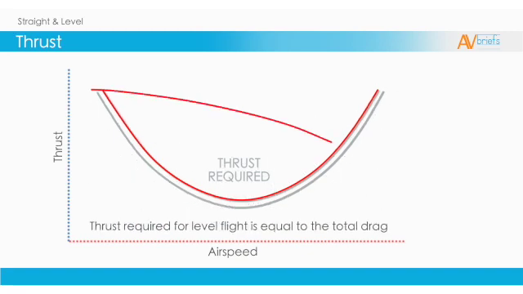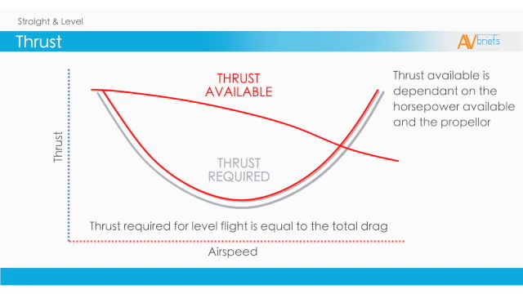The thrust available is always different. Thrust available is dependent on the horsepower available and the propeller. When we add this to the graph, we can see there is excess thrust available. So based on airspeed, there is a certain amount of thrust that is required to overcome drag. Any more thrust is excess.